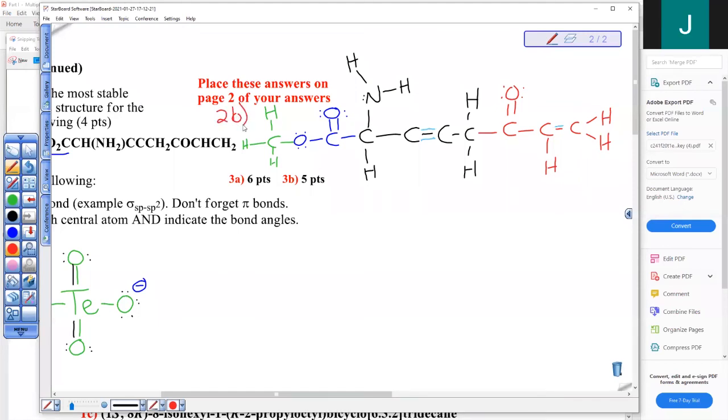But he said the most stable structure. Is this the most stable? This is by far the most stable structure. Any other structure is going to lose at least a point. You'll lose multiple. If you did that O in the middle like before, that isn't the right molecule. You're going to lose more than a point.